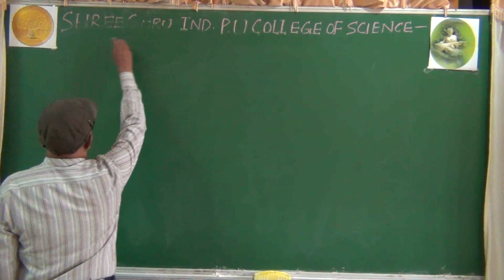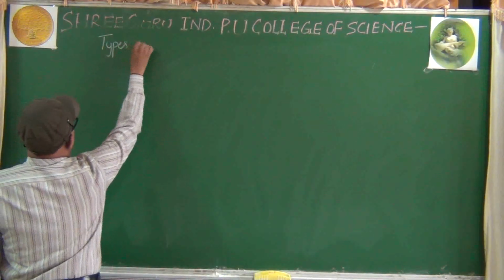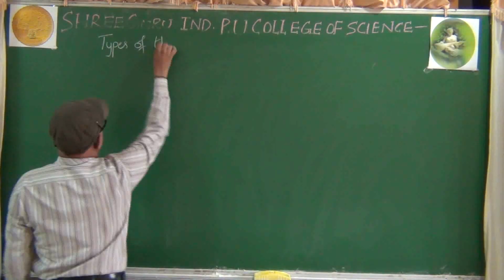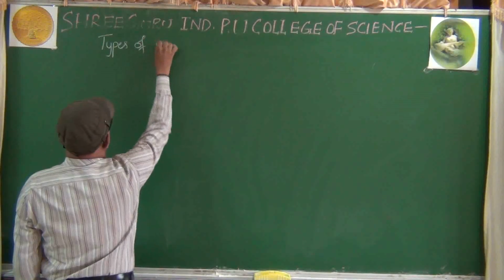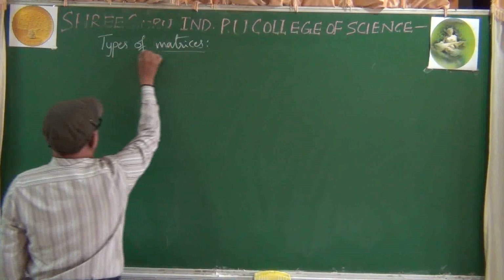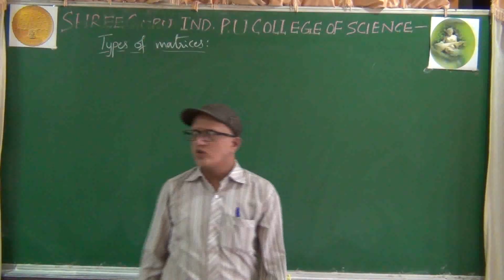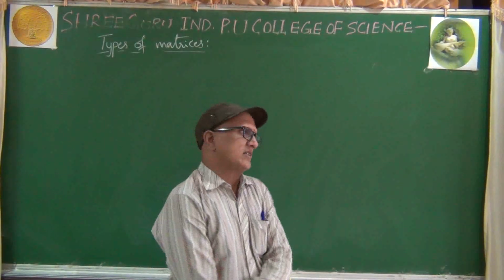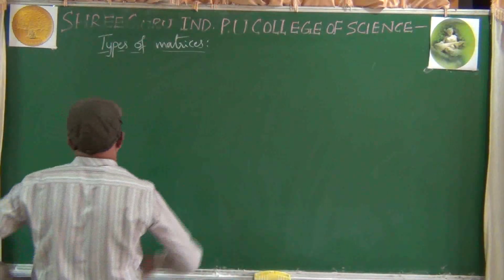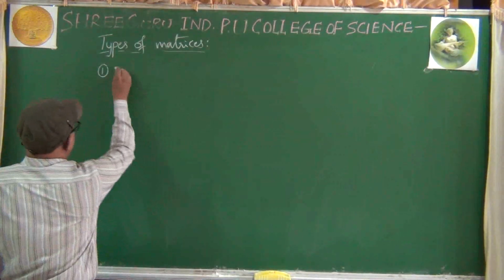Now let us see the types of matrices. Easiest chapter, easy to score. Types of matrices. Let us see the first type. First one, column matrix.